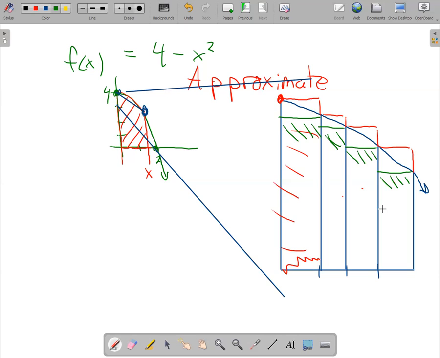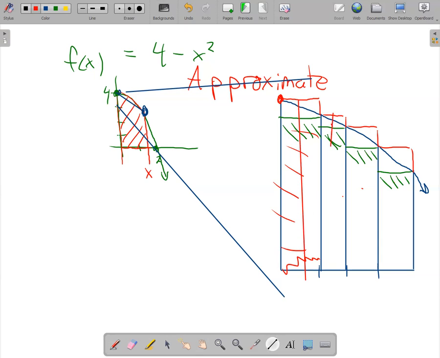Now, these are upper estimates and lower estimates only because this is curving downward. If it were curving the other way, that would flip, if that makes any sense. And the actual area would be somewhere in between those two. How do I get a better approximation? Well, if somebody wanted a better approximation than that, what I would do is simply make skinnier rectangles.